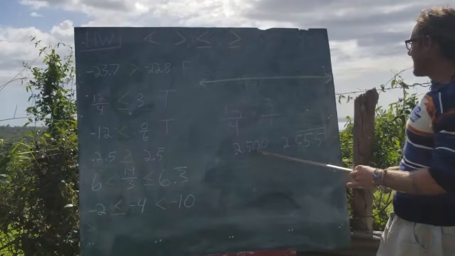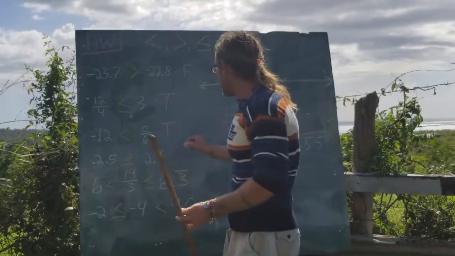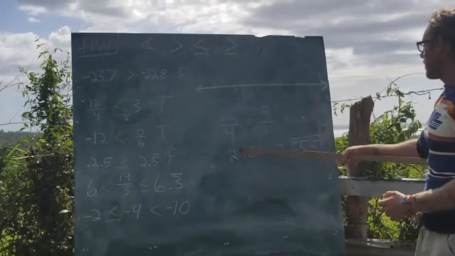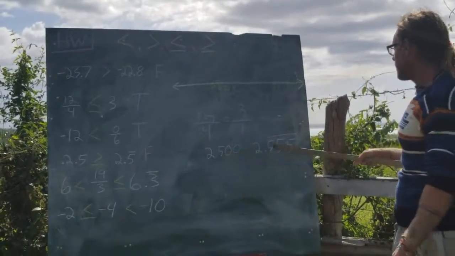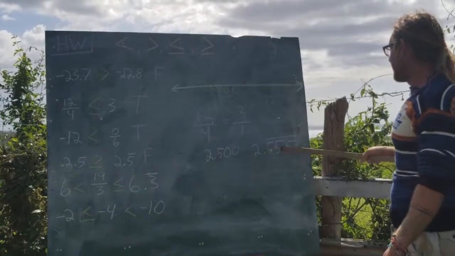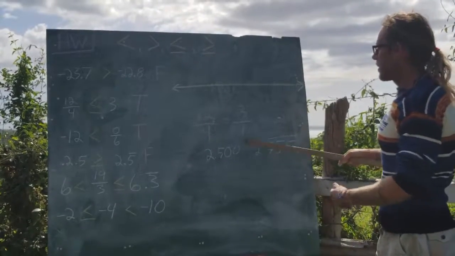2.5 is less than 2.5 repeated. And again, we saw that by working our way into the decimal spots. The tenths spot was equivalent. Moving to the hundredths, 0 is less than 5. So 2.5 repeated is greater than 2.5.